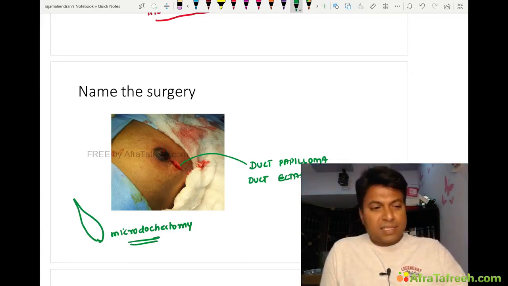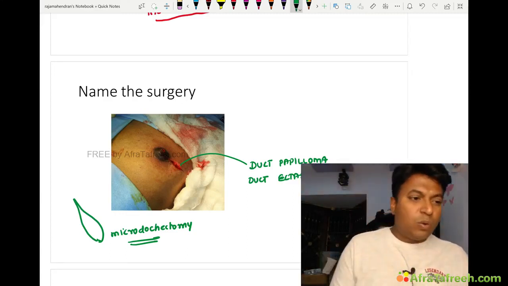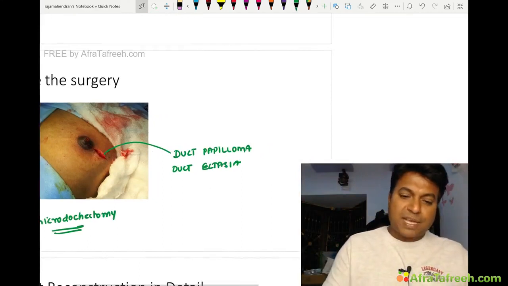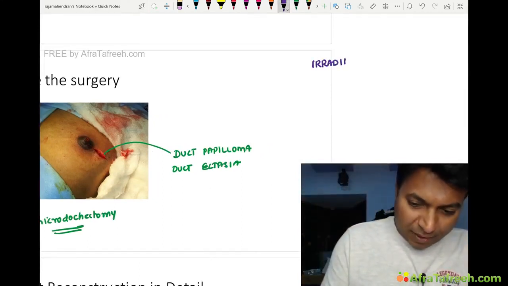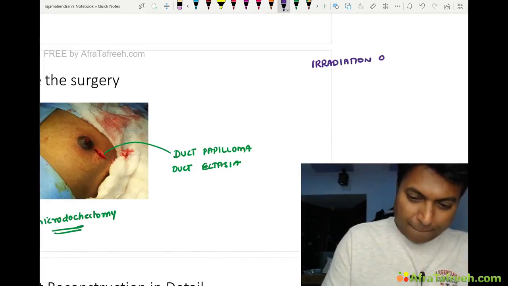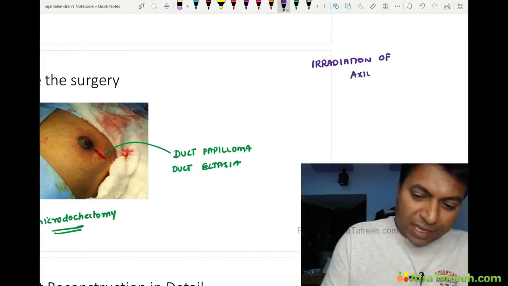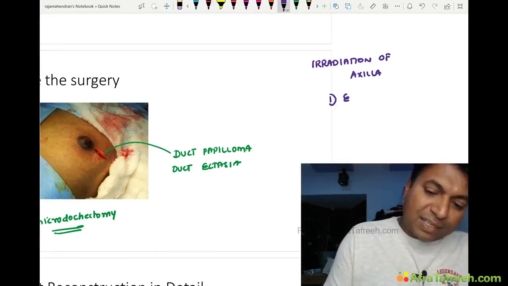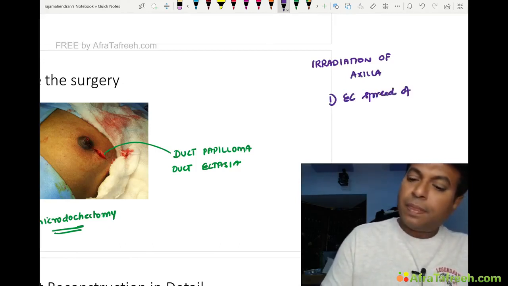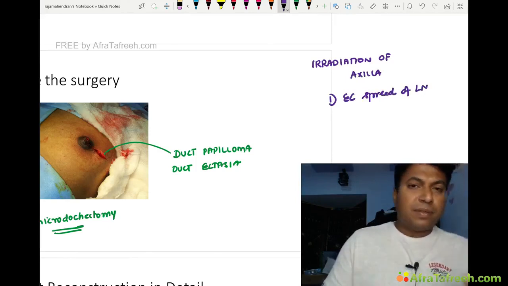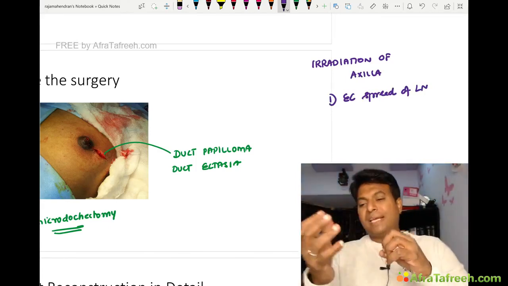So in all cancers, when will you irradiate the axilla? Joseph is asking, when will you irradiate the axilla? Irradiation of axilla is done for the following indications. Number one, when there is an extracapsular spread of lymph node. The tumor has spread beyond the capsule.